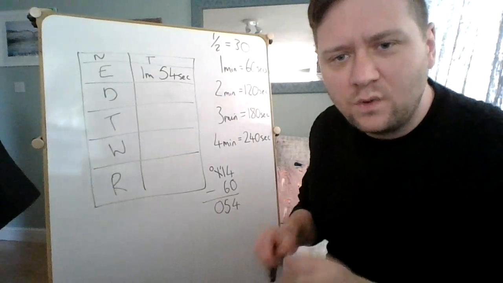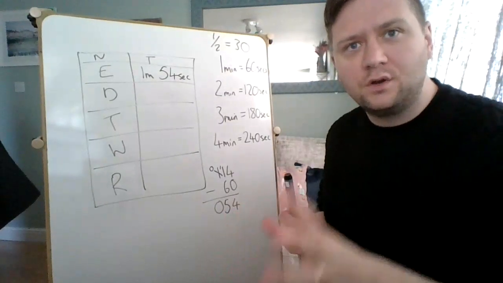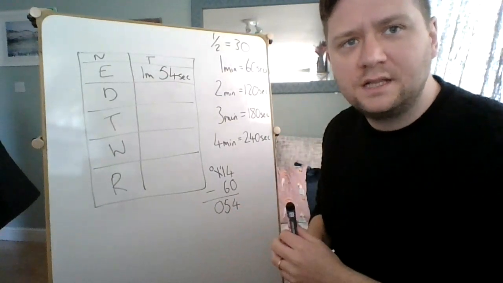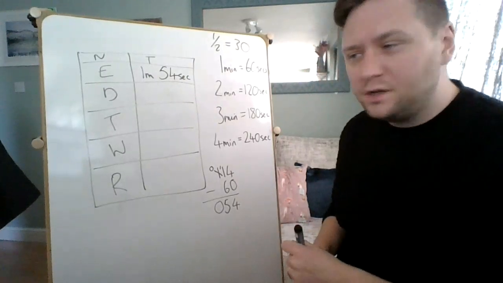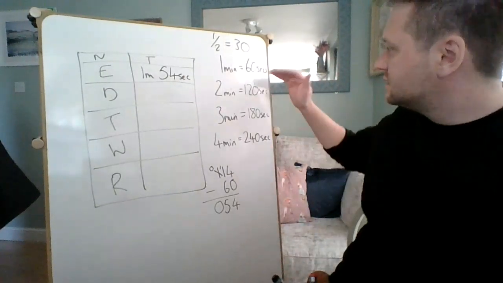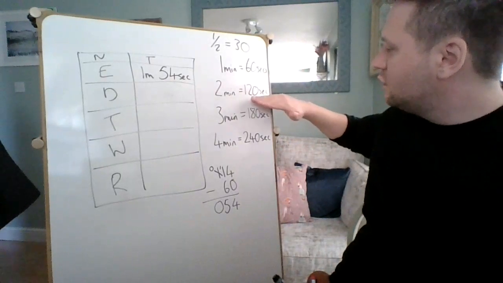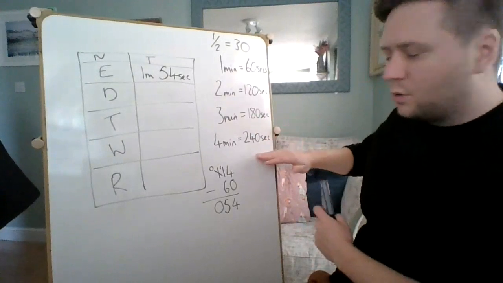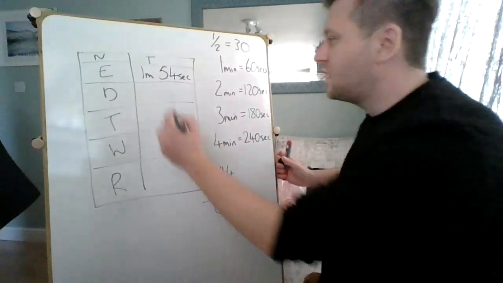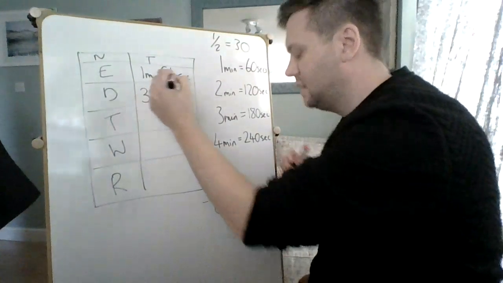6 seconds away from 2 minutes. So maybe she's the one who ran closest to 2 minutes. Let's find out. Dexter did it in 199 seconds. So he did it over 1 minute, over 2 minutes, over 3 minutes, but not quite 4 minutes. So he ran it in 3 minutes.